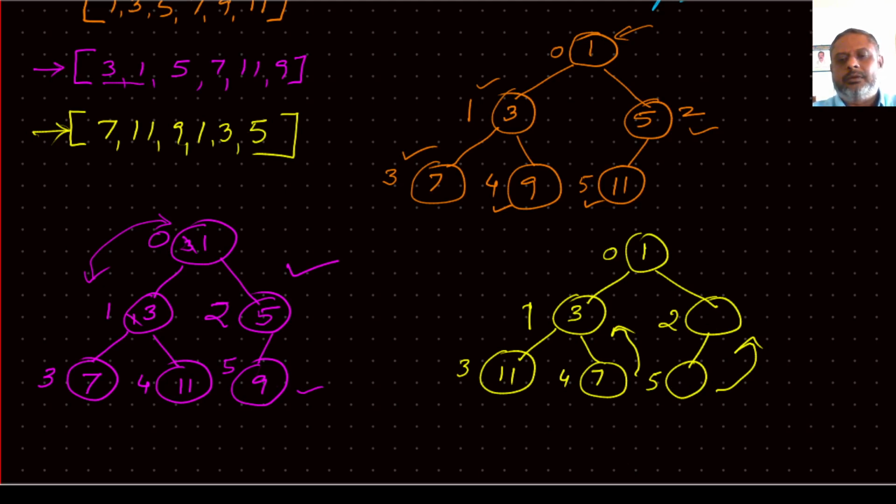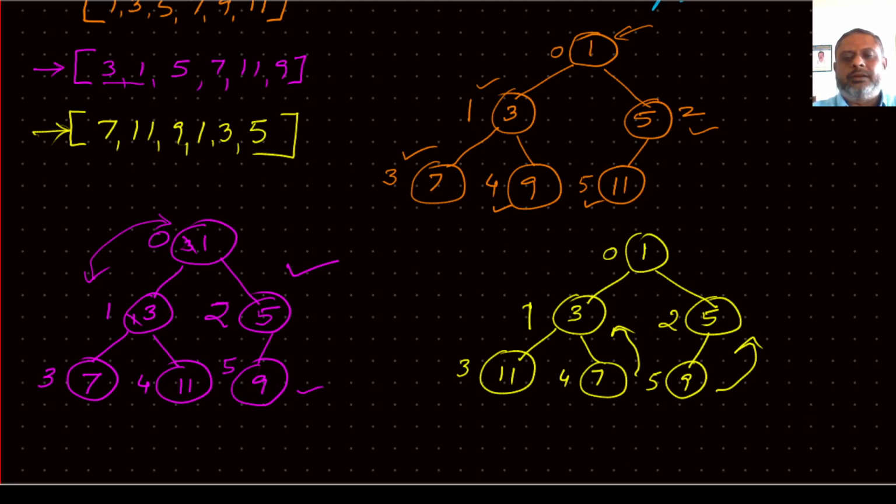So 5 comes here, 9 comes here. Now check whether 5 is in right place. Yeah, 5 is in right place because 5 is child of 1. So no issue. And 5 is parent of 9. No issue. So now again, just for verification, level 1 has got a smallest value, which is 1.